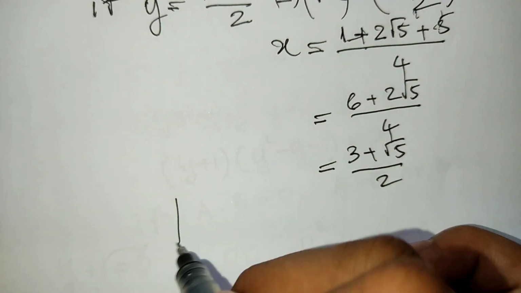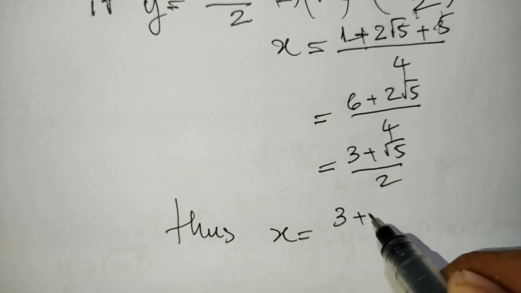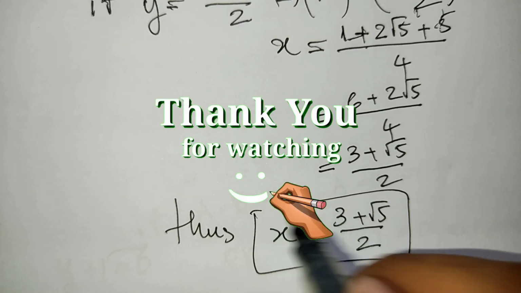And so now 8 equals 3 plus square root 5 divided by 2 is our solution.